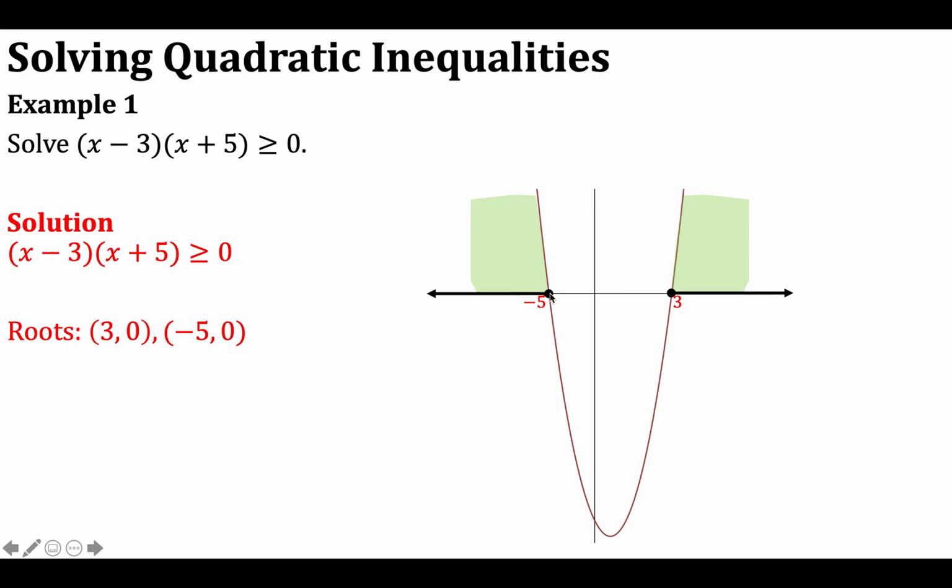So we can see that x can be equal to negative 5, or it can be less than negative 5. So it can be any of these values here, all the way to negative infinity. It can also be equal to 3, or it can be greater than 3, all the way to positive infinity. So our solution to this inequality is that x is less than or equal to negative 5, or greater than or equal to 3.